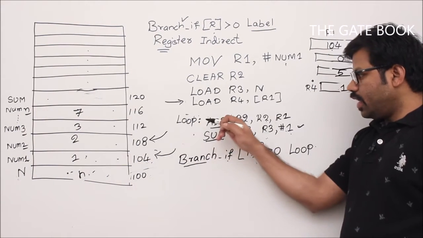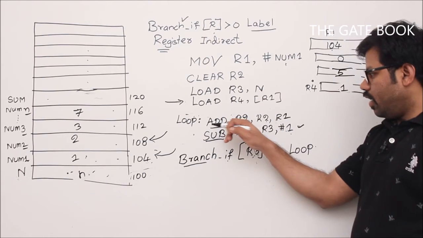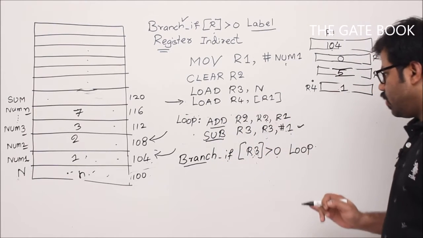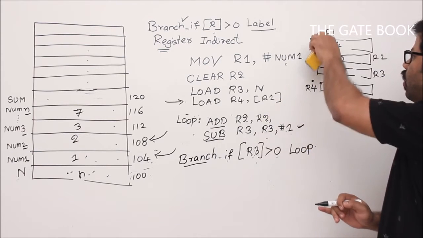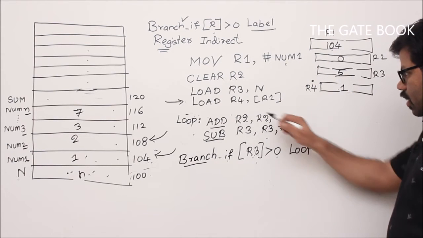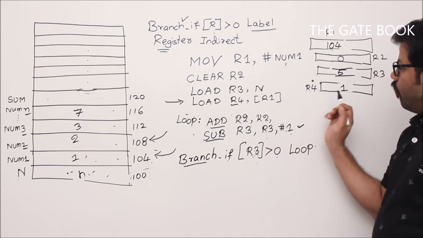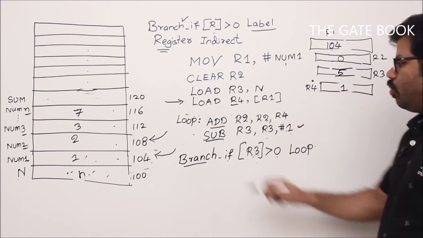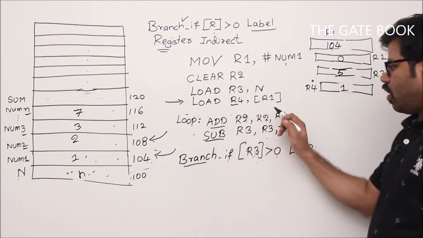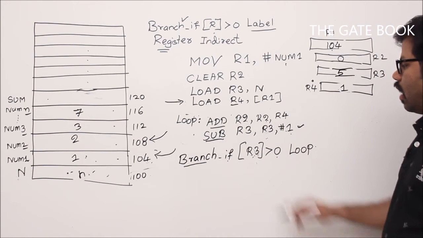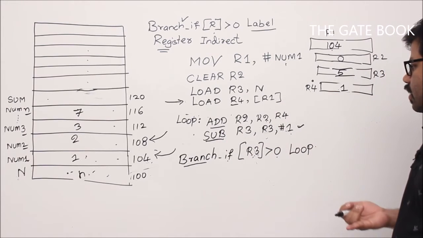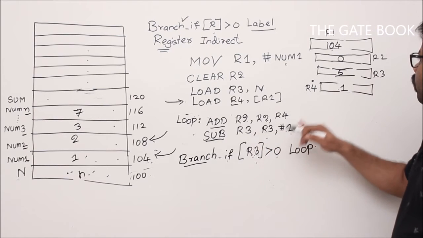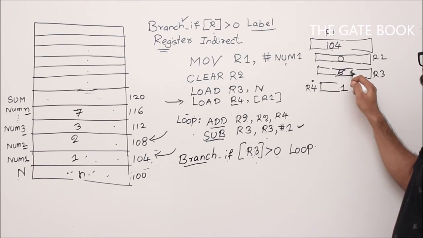For that we have to change this add instruction, right? So add was R2, R2, R1, but actually now R1 is having 104. We would like to add 1, right? That's why we already moved that value at 104 to R4 so that we can use it here. Okay. Now the loop begins here. Loop: add R2, R2, R4, then subtract R3, R3 minus 1. It is as it is. When you subtract 1 from R3, 5 becomes 4.